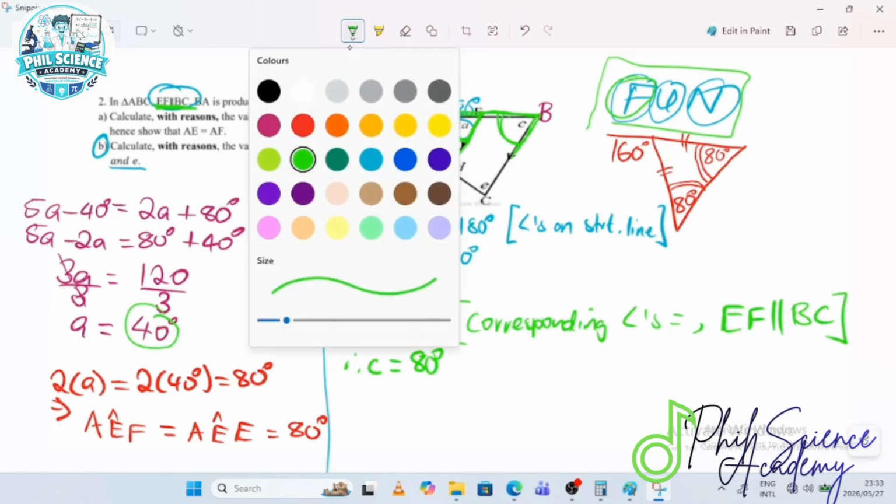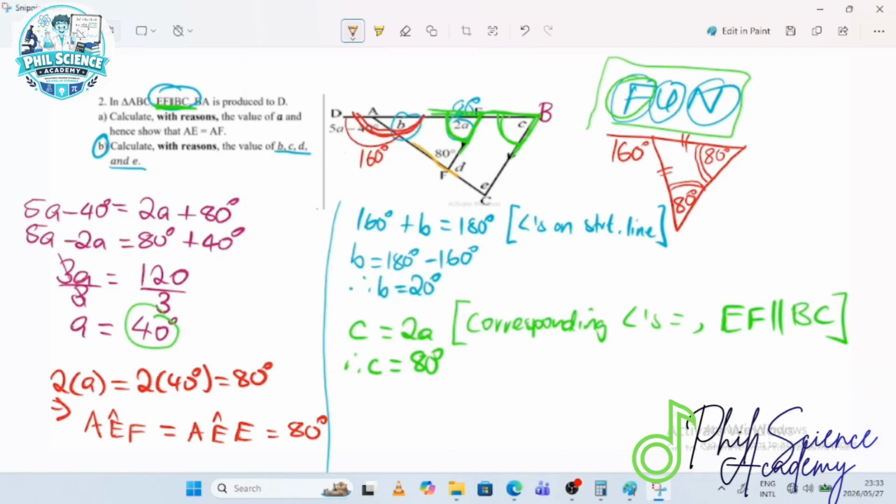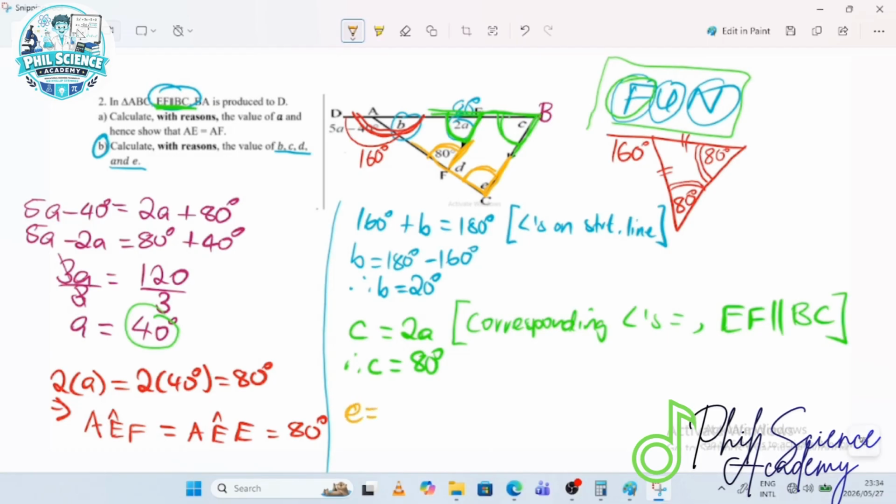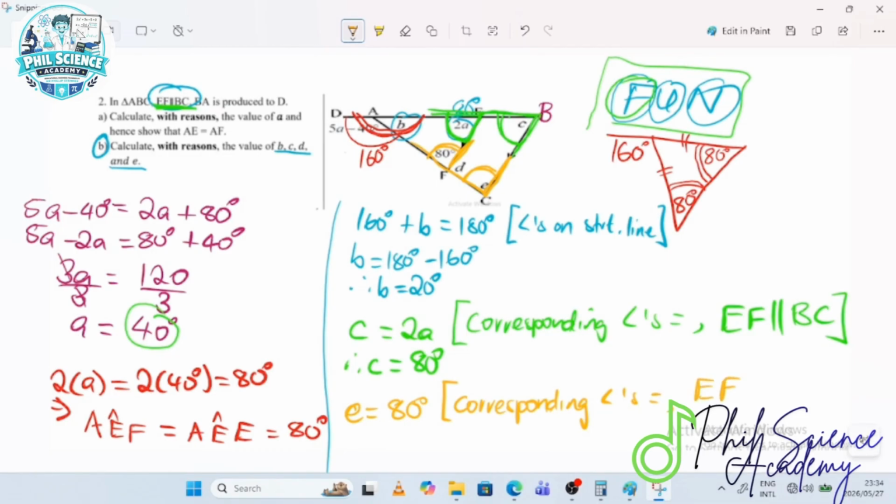And then let's look at another one. We have another F here, and we can see that this angle here is corresponding to this one. So we can see that E is equal to 80 degrees. Reason: corresponding angles are equal, since EF is parallel to BC.